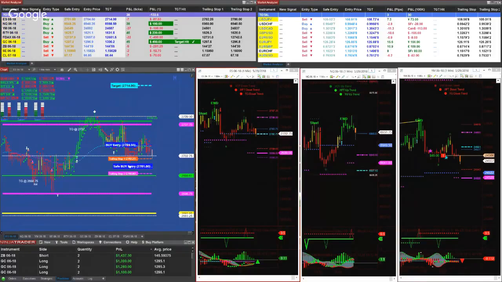Let's see. We just need movement. The market is just sitting there. We just need movement. We're not going to let it go. We just need movement.